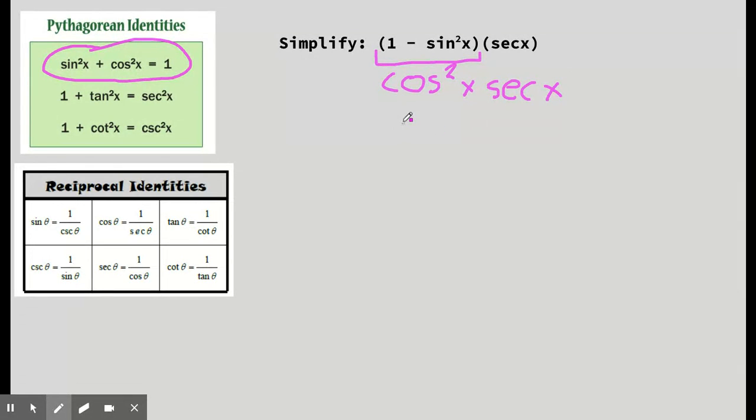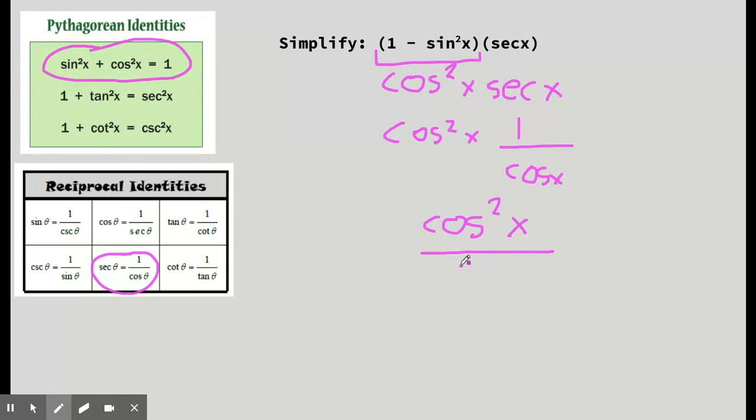Now the cosine squared x, I'm going to bring that down and make that cosine squared x. And the secant of x is going to be 1 over cosine. So reciprocal functions are coming in handy here. So I use this one down here. So the secant of theta is equal to 1 over cosine of theta. So I made a substitution. When you multiply fractions, you do top times top and bottom times bottom. So the top is going to be cosine squared. The bottom is going to be cosine of x.